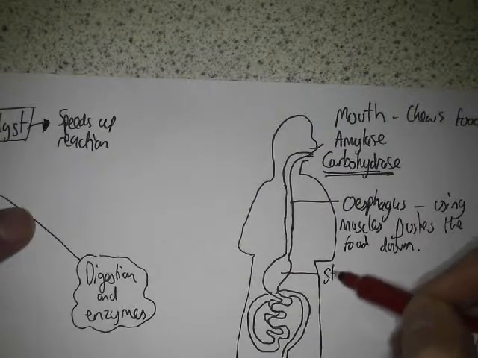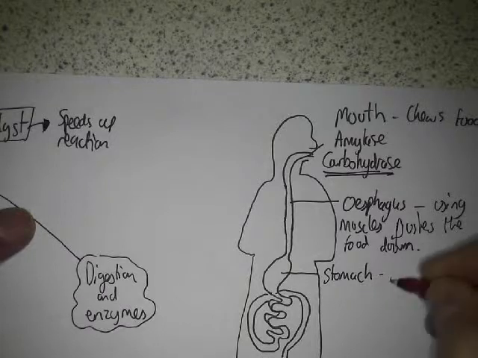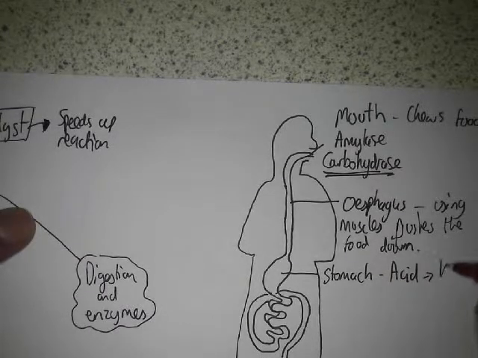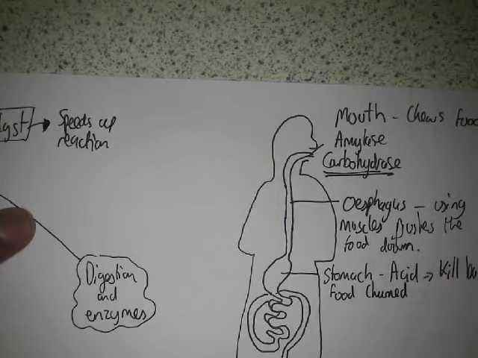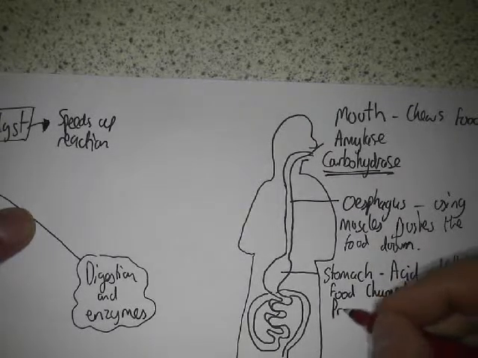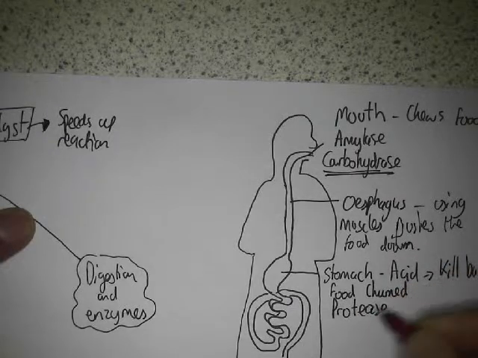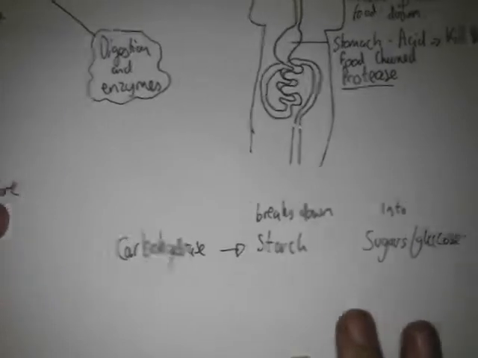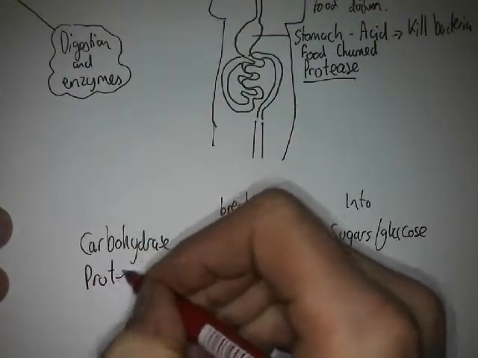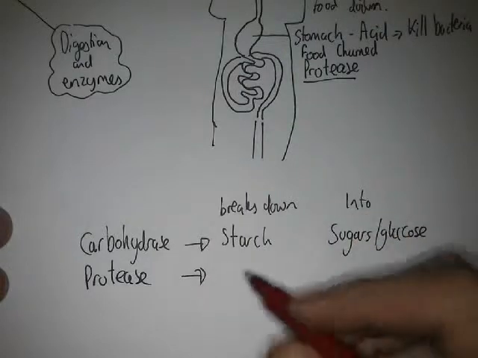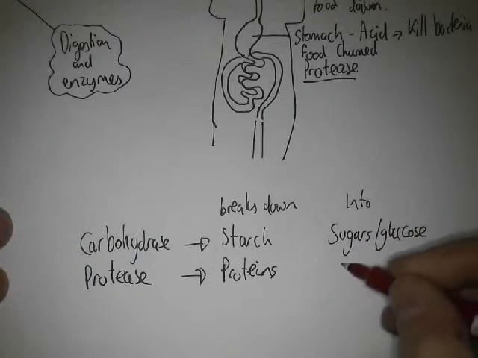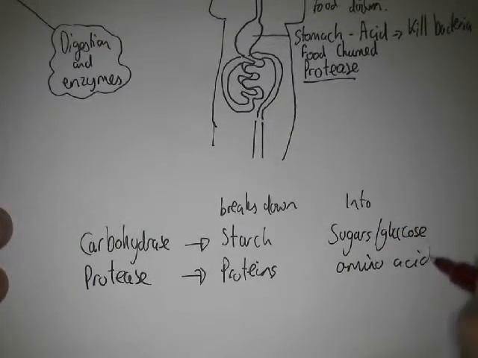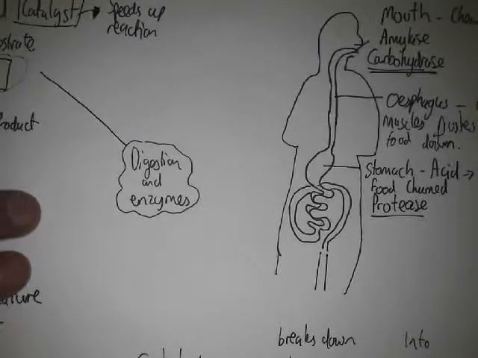is the stomach. Now in the stomach we have acid to kill bacteria. The food is churned. One enzyme present here, just the one, and that is protease. Let's add protease to our table. Protease, the second of 3 enzymes you need to know about, breaks down proteins into amino acids. Okay, let's continue our journey.